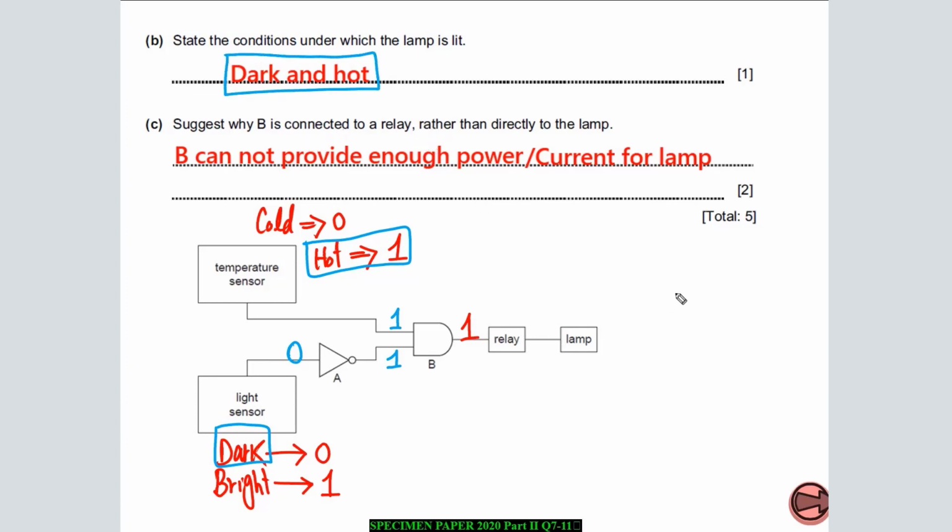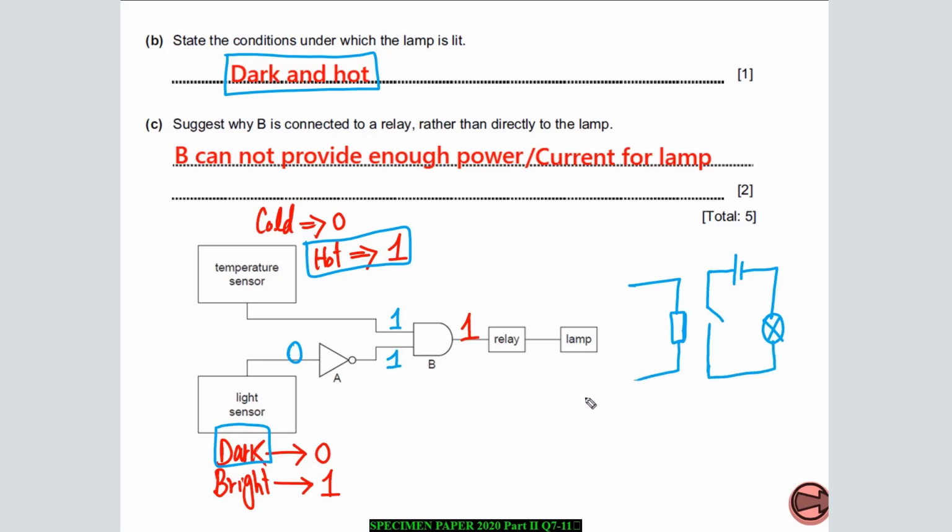So we need to understand the logic. Let's say this is our circuit and relay is here. This is just a coil, and here we have circuit like this. Let me draw in a little bit different way so you can see the logic. And let's say here is a battery and here our lamp is attached like this.